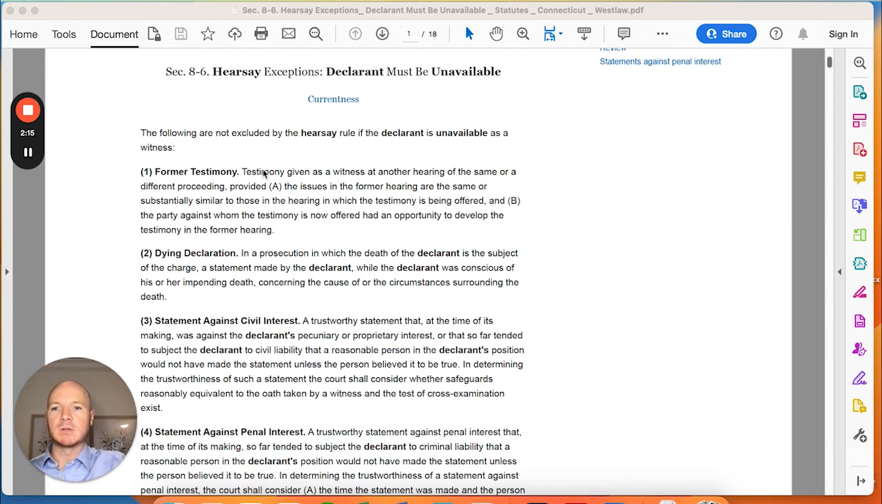So this exception says that, again, the declarant must be unavailable, and it is testimony given as a witness at another hearing of the same or a different proceeding, provided A, the issues in the former hearing are the same or substantially similar to those in the hearing in which the testimony is being offered, and B, the party against whom the testimony is being offered had an opportunity to develop the testimony in a former hearing.